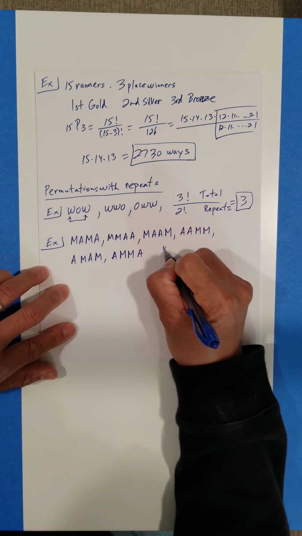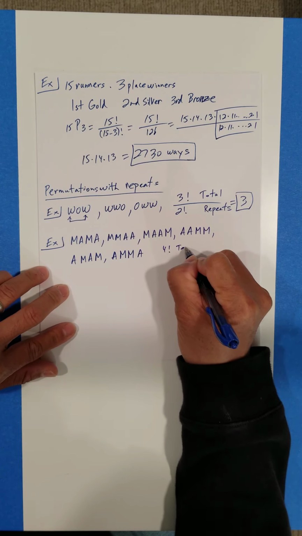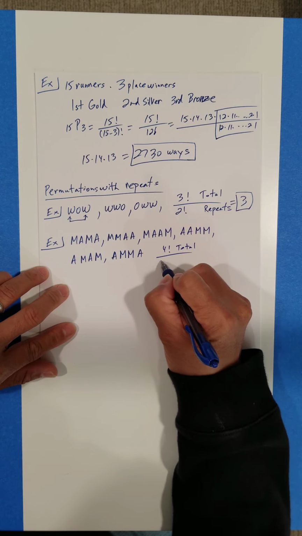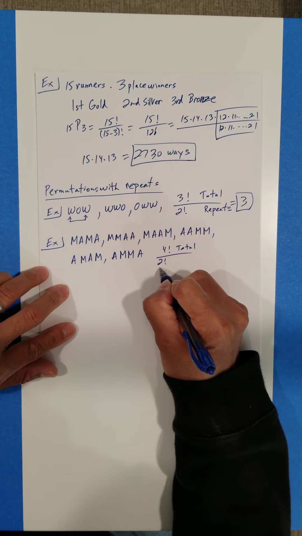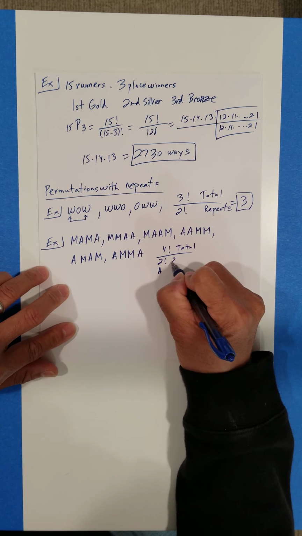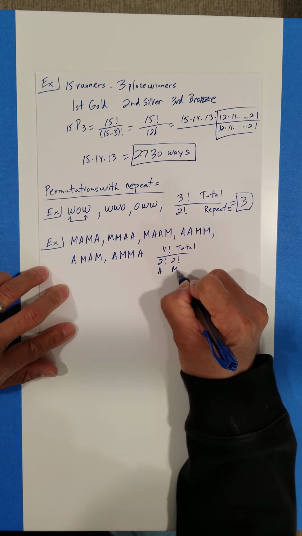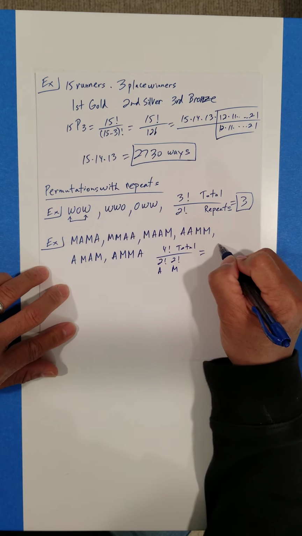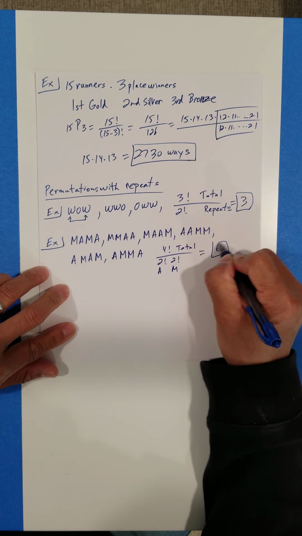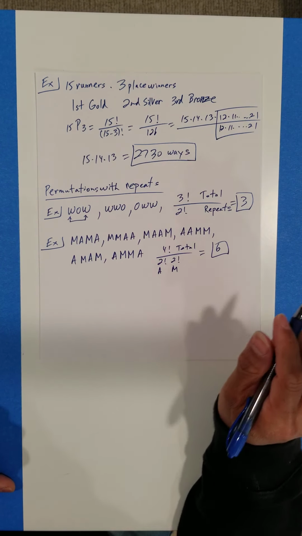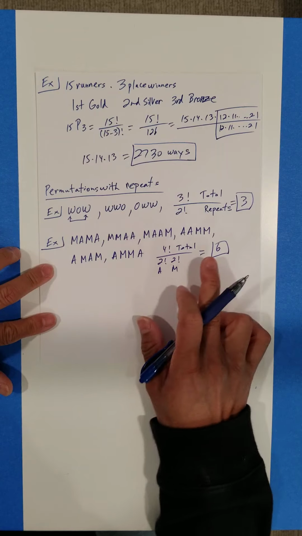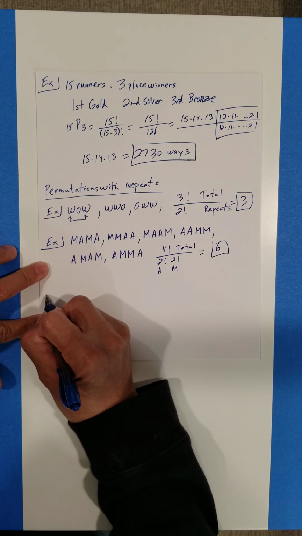So again, I can do that by doing total letters on top, and then since there's 2 A's, these represent the A's, and then there's 2 M's. When I do that, I get 6 as my answer. So the total on top and repeats on the bottom.